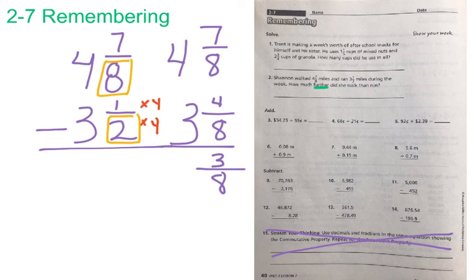Now we need to look at our whole numbers. 4 minus 3 is equal to 1, and so your answer is 1 3/8 miles, M-I-L-E-S, further, F-U-R-T-H-E-R.